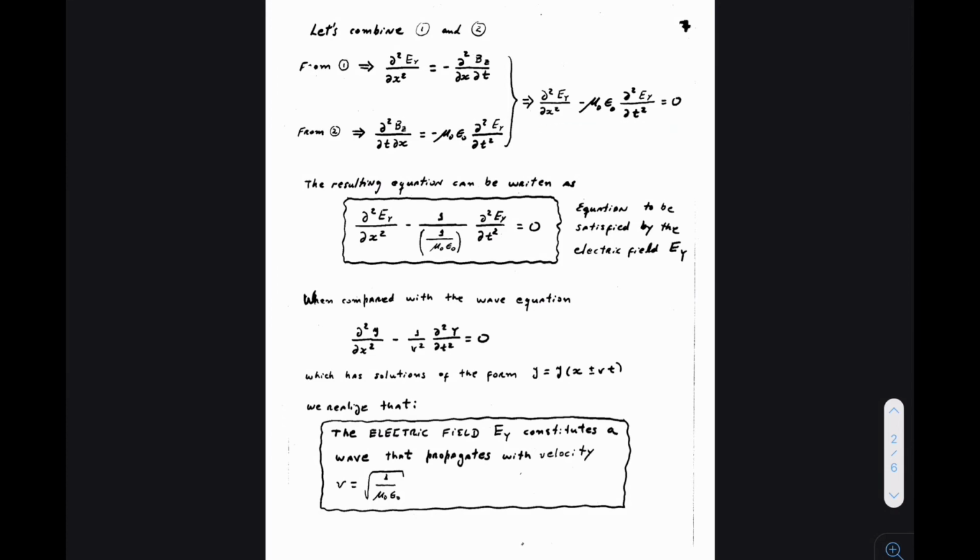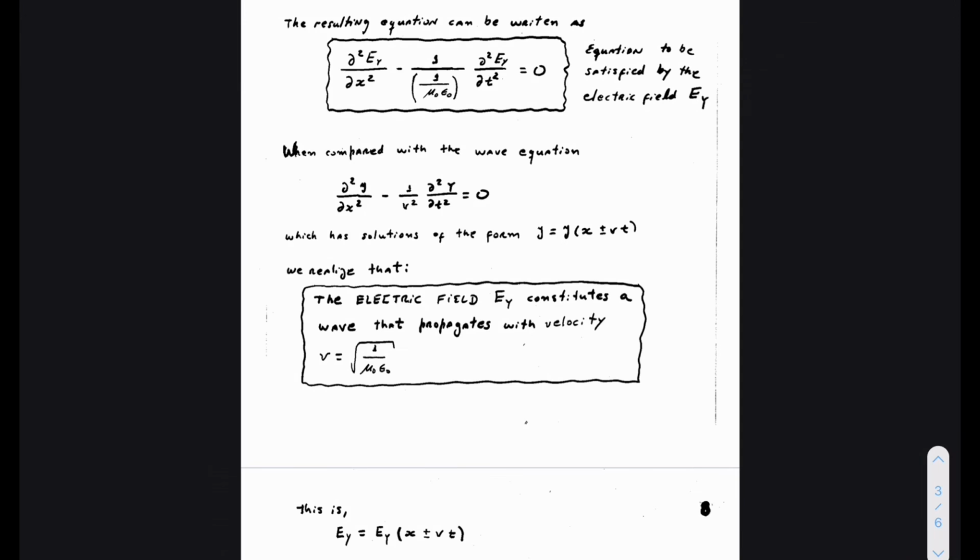Now, from the wave equation, we know that this term can be compared to 1 by v squared. So, if we compare these two equations, we get the velocity of the electric field to be equal to the square root of 1 by mu naught times epsilon naught. And as the electric field obeys the wave equation, the solution of this wave equation can be written as a function of x plus or minus vt.